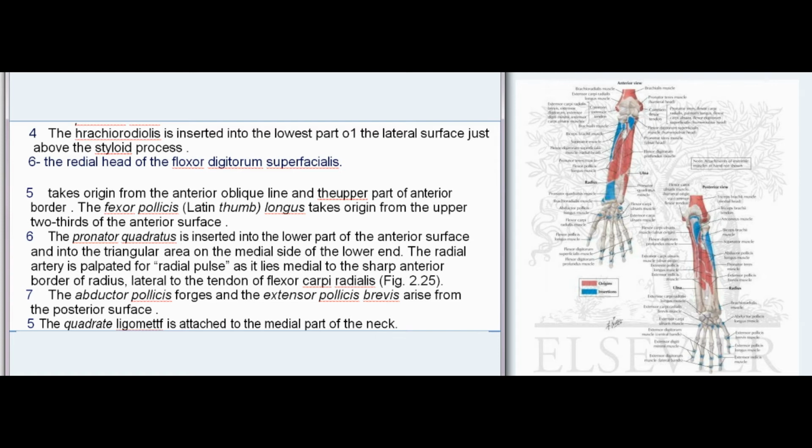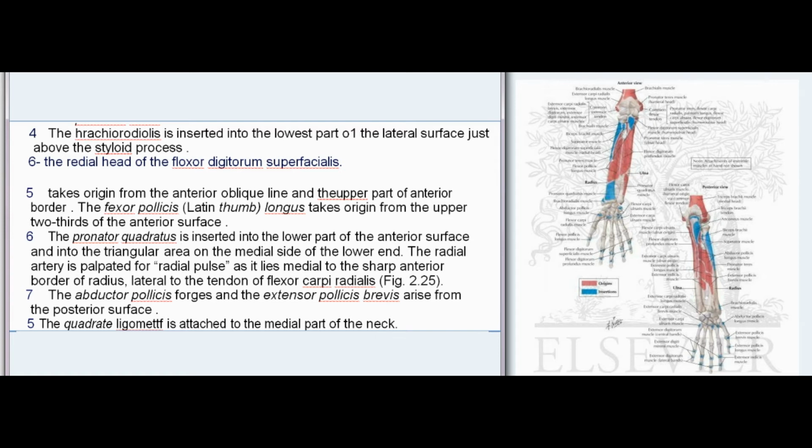5. The radial head of the flexor digitorum superficialis takes origin from the anterior oblique line and the upper part of the anterior border. The flexor pollicis, Latin thumb, longus takes origin from the upper 2/3 of the anterior surface. 6. The pronator quadratus is inserted into the lower part of the anterior surface and into the triangular area on the medial side of the lower end. The radial artery is palpated for radial pulse as it lies medial to the sharp anterior border of radius, lateral to the tendon of flexor carpi radialis, Fig 2.25.